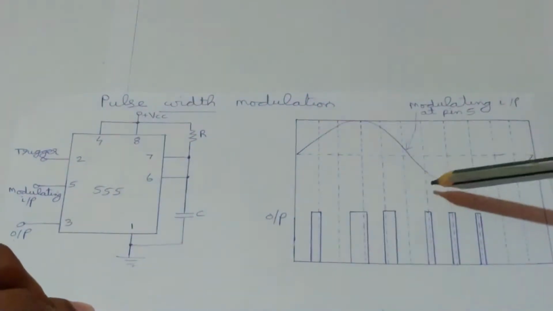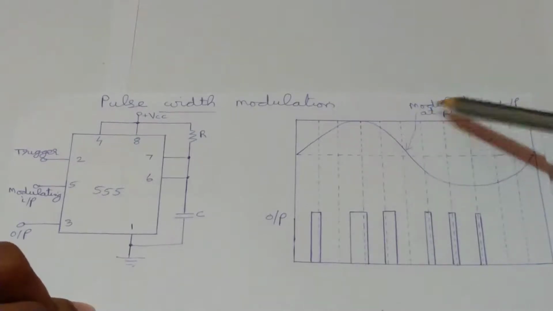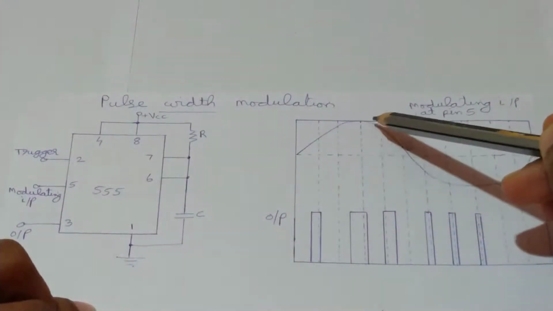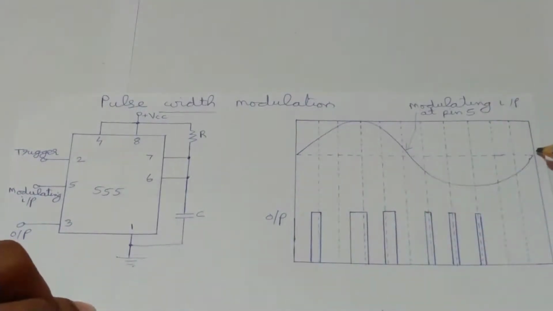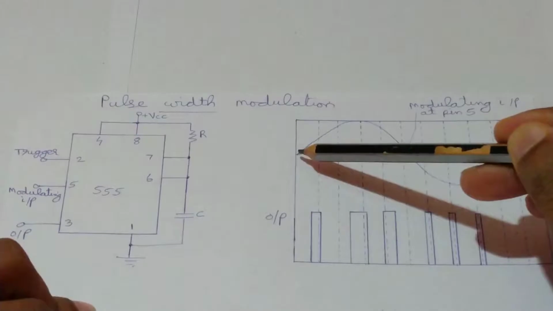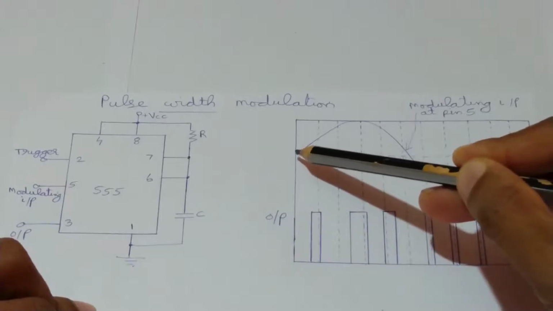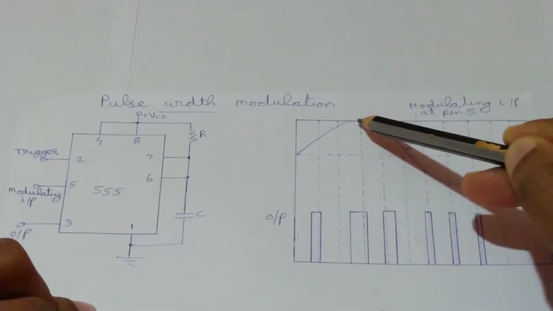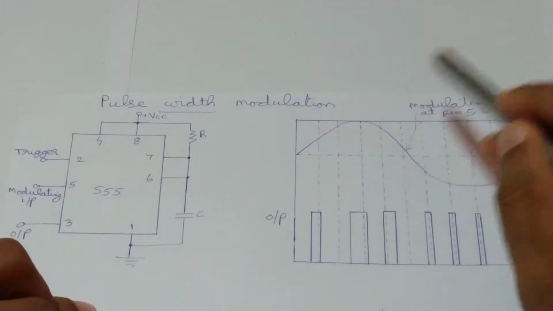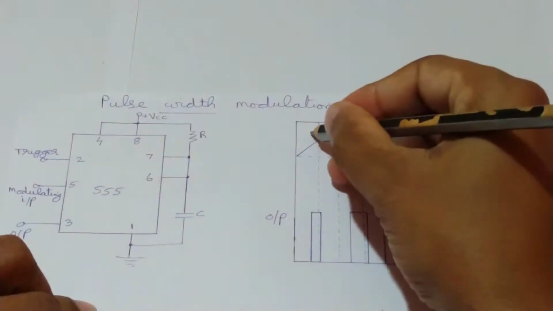So consider this example. This is our modulating input signal, and we are applying it to pin number 5. Depending upon the instantaneous amplitude of this modulating input signal, the effective threshold voltage at the inverting terminal of the upper comparator will change. Here we can see the modulating input signal amplitude is increasing, and hence the threshold voltage will also increase from the 2/3 VCC value. For example, consider this point. Let the amplitude of this modulating input voltage be 1 at this point.